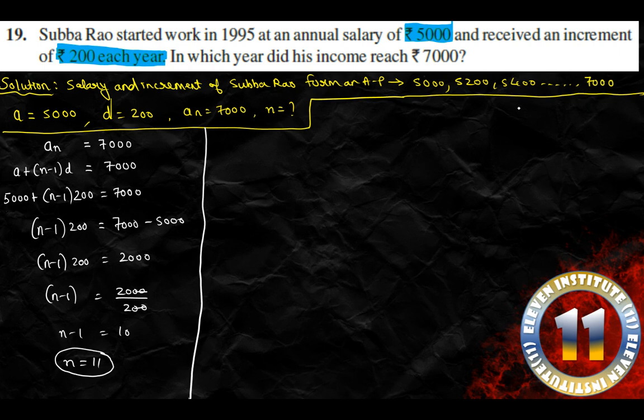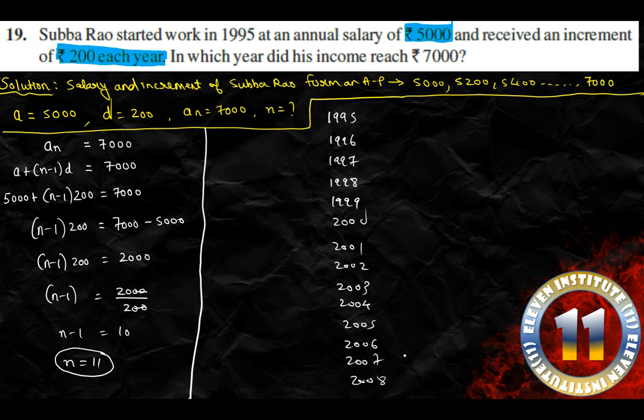7,000. Let us understand this first, then we will write the final conclusion. But see it. 1995, then 1996, 1997 and so on. 5, 6, 7, 8, 9, 10, 2001, 2002, 2003, 2004, 2005, 2006, 2007, 2008 and so on.